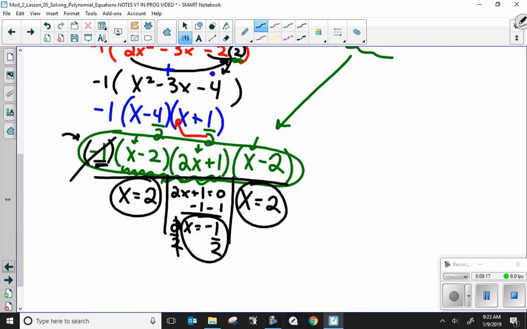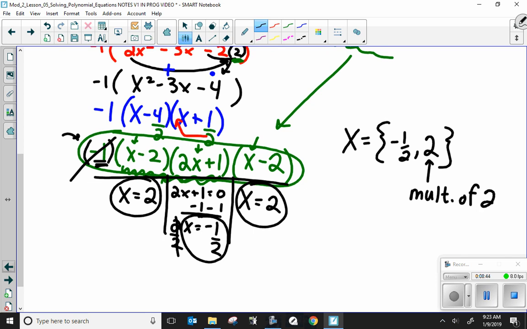Okay? So how would I write my answers? Well, that's correct. If this was a short answer, that's fine. If this was multiple choice, they might say your x's equal, they might put it in curly braces, who knows. They would say -1/2 and 2. They would not write the number 2 twice. They might say, since 2 happens twice, that the solution 2 has a multiplicity of 2. This just means that this answer happens twice, okay?